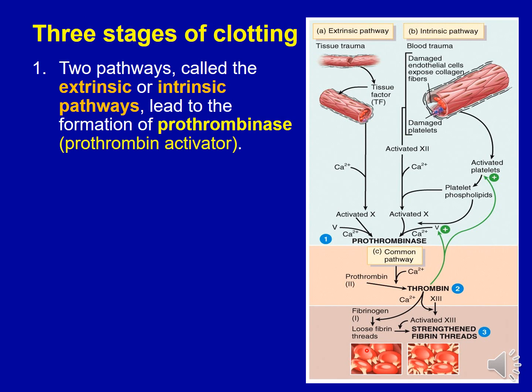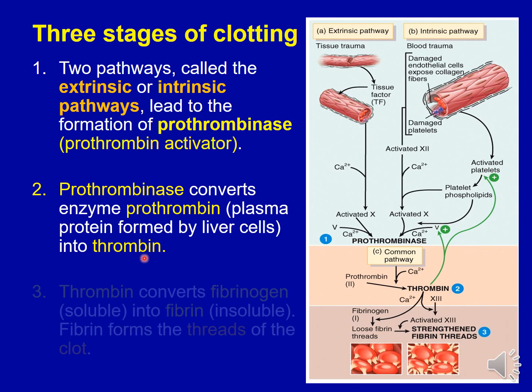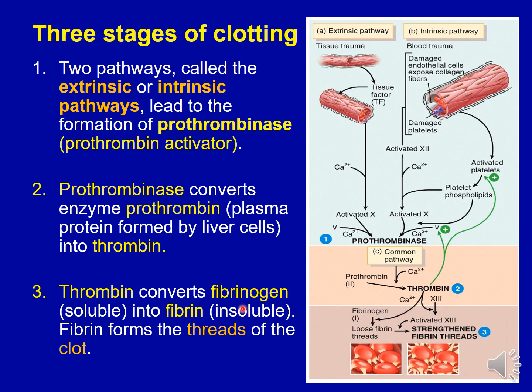So let us go and read the slide. There are 2 pathways, called the extrinsic and the intrinsic pathways, that lead to the formation of prothrombin activator, or prothrombinase. Then prothrombinase converts prothrombin into thrombin, and thrombin converts fibrinogen into fibrin, and these fibrin threads attach together side to side and end to end to form the clot.